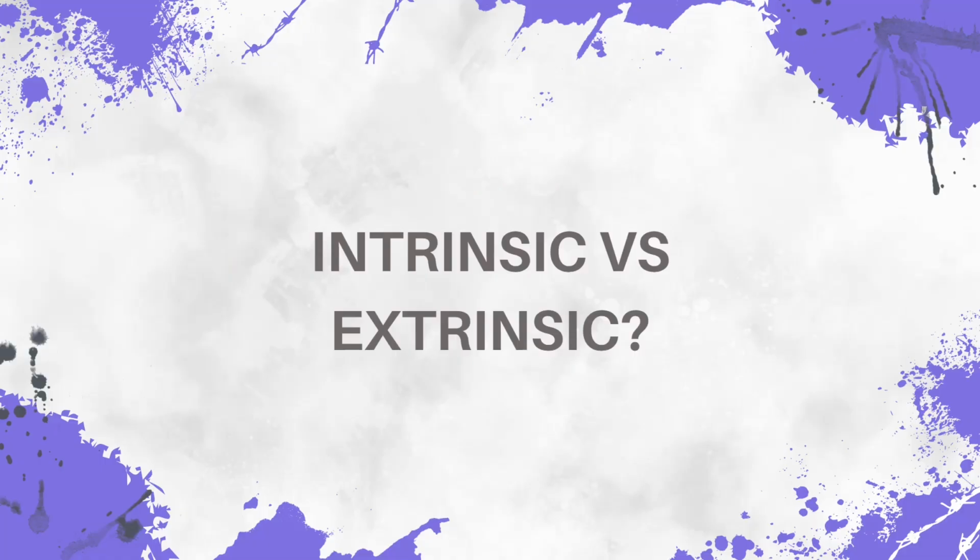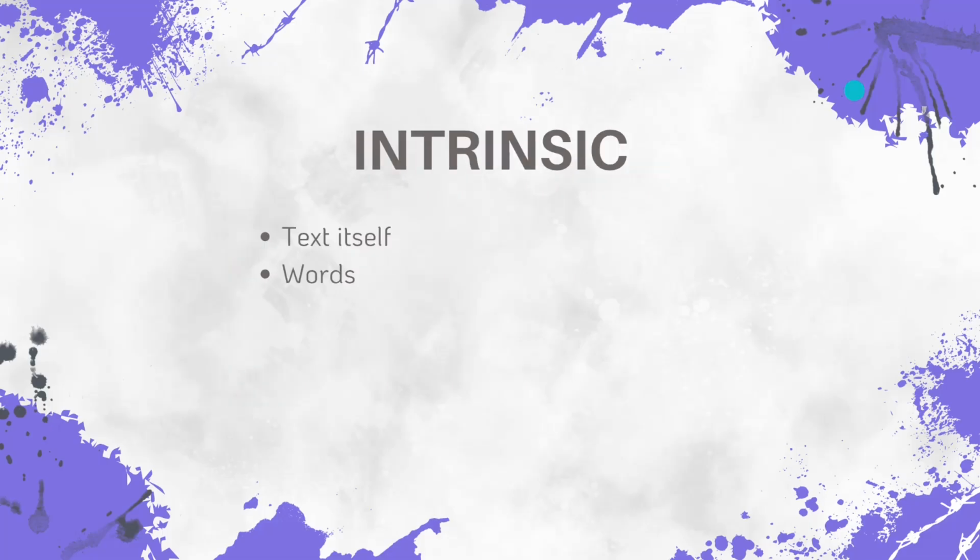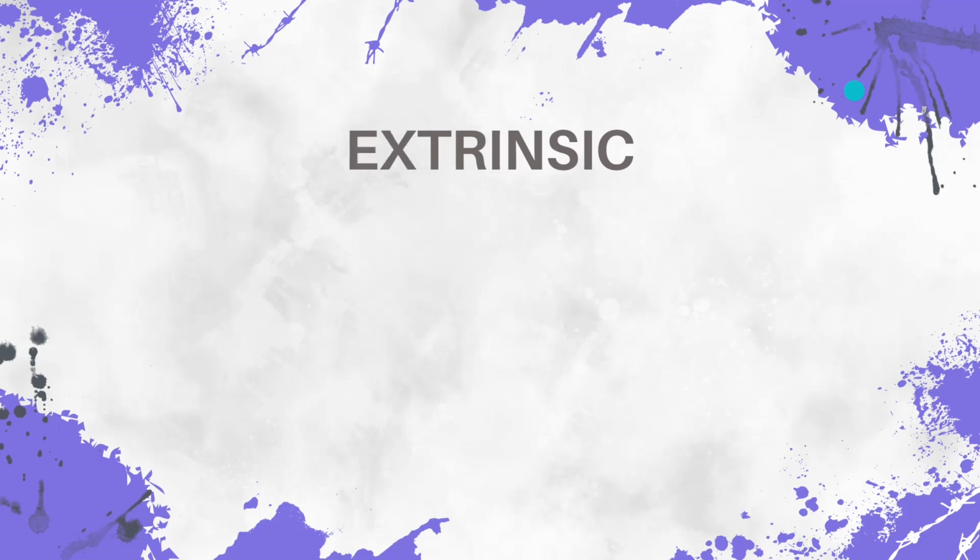So, what are intrinsic and extrinsic features? Simply put, intrinsic features refer to aspects that are inside an object, while extrinsic features refer to aspects outside an object. In a literary sense, this means that intrinsic features are about the text itself, the written words and everything they could mean, for example, whereas extrinsic features focus on everything outside the text.